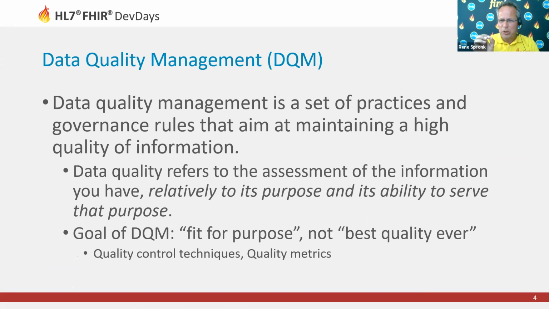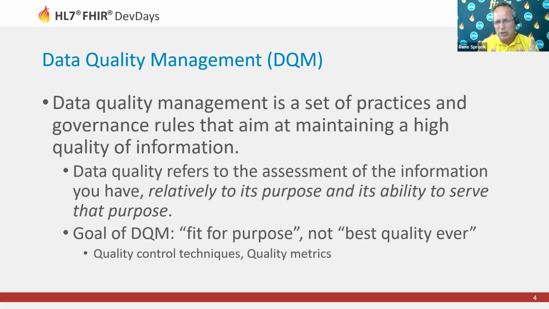So data quality management is a set of practices, but also governance rules. It's not just technical stuff around FHIR, but there are a lot of governance rules around there to maintain or increase a high quality of information. What does that mean, quality of information? Well, it's in the eye of the beholder. It's the receiver's ability to actually use that for some specific purpose.